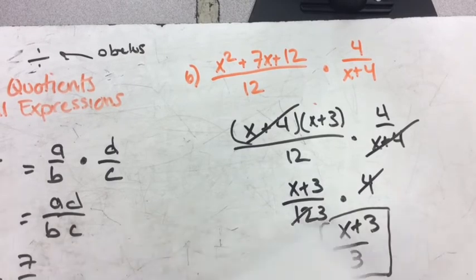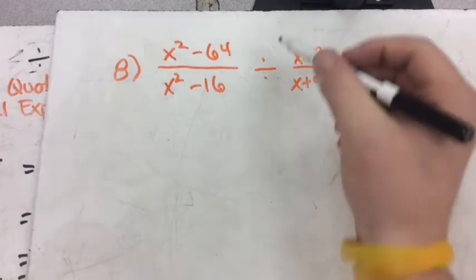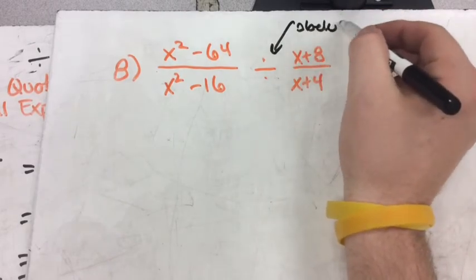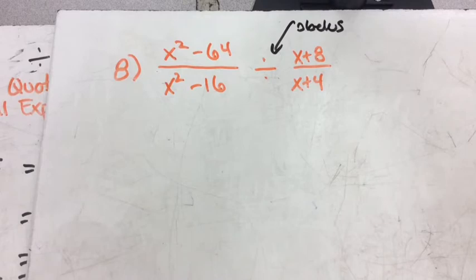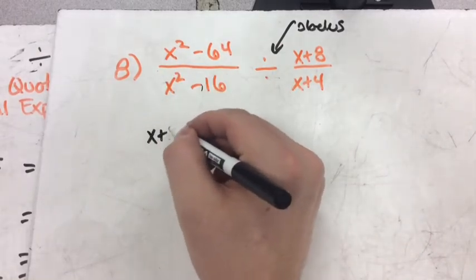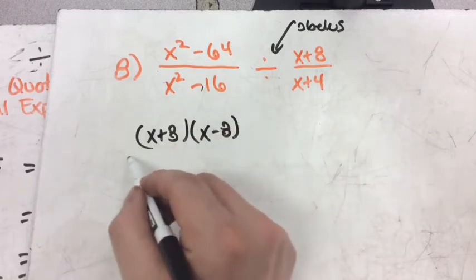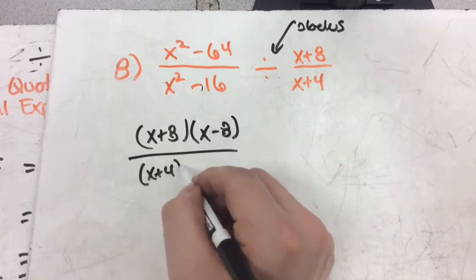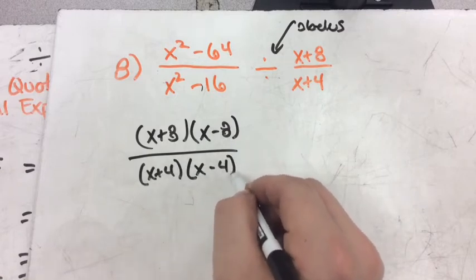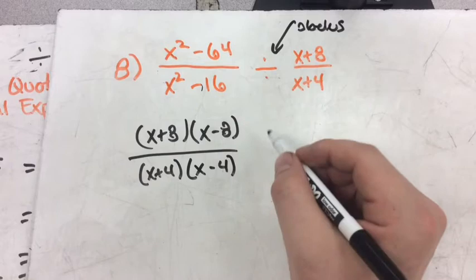Let's do another example. Here's x squared minus 64 over x squared minus 16 divided by our obelus, x plus 8 and x plus 4. The first thing I'm going to do is factor. If you notice here, we have differences of squares. We actually have it twice. So we can change this into x plus 8 times x minus 8 over x plus 4 times x minus 4. Instead of doing division, I'm going to flip this fraction and do multiplication.